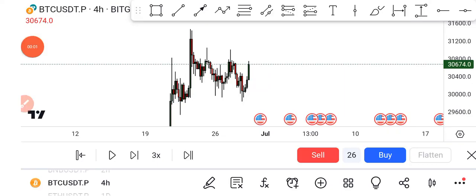Okay, so welcome to this video tutorial where I want to show you practical illustrations of how to use the support and the resistance tool. Alright, so of course you already know what the support and resistance is, so I'll just go straight into how to draw it and how to use it.